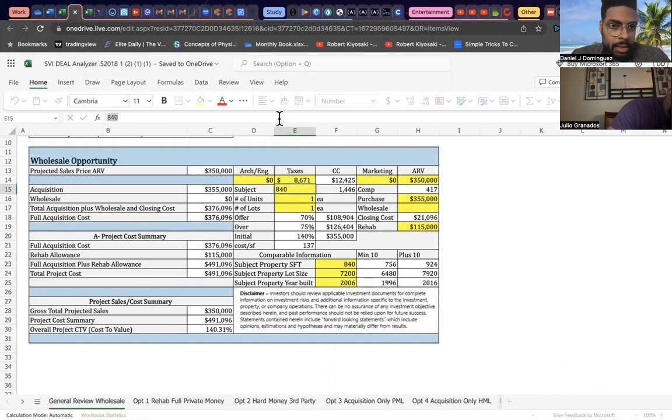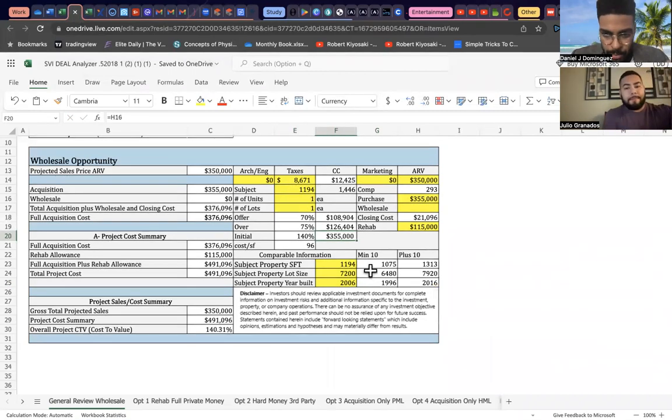The calculator just helps me so I don't have to do the math myself. I gave you the formula already: plus or minus 10%. But this one is a little different. I think I sent you the rental one only. Yeah, this one.